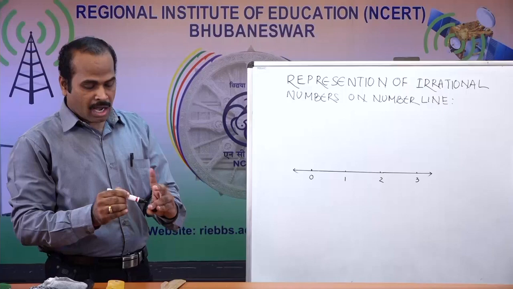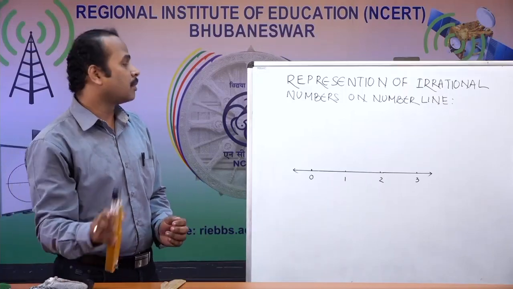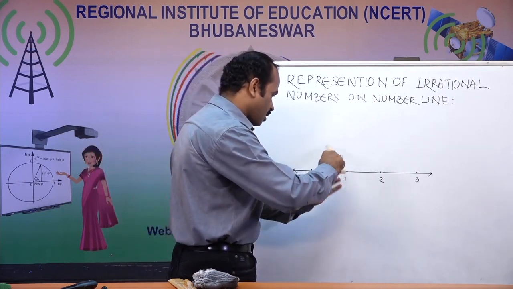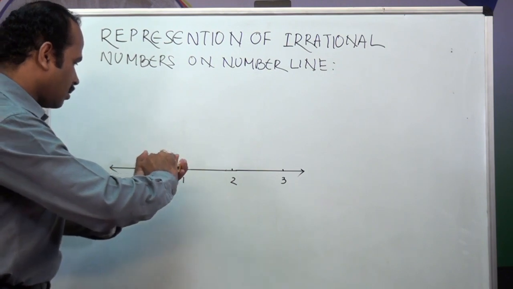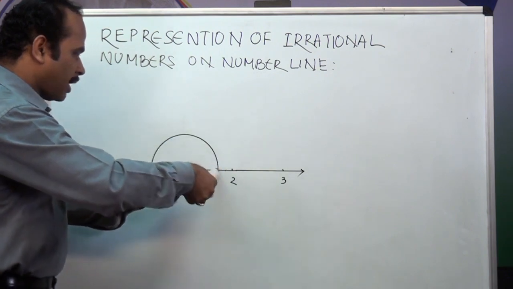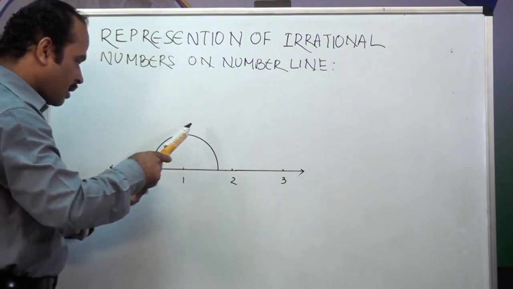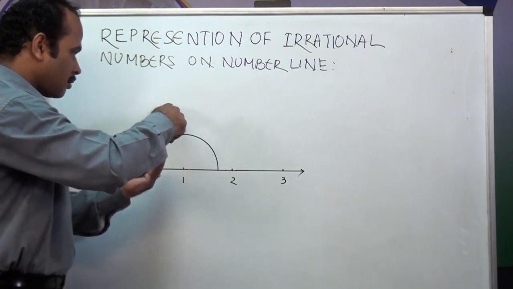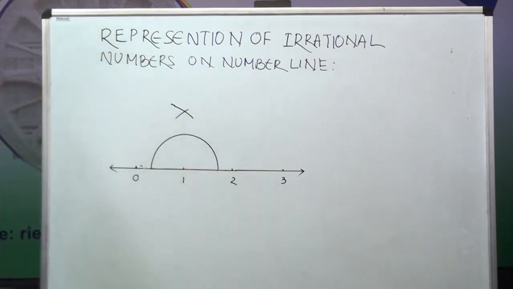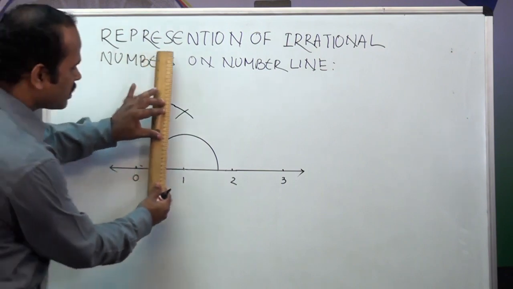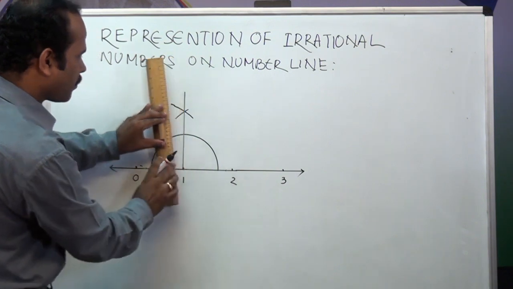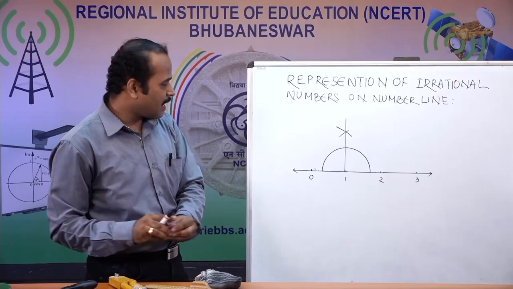Now on this number line, I want to present this root 2. Let me select the point 1, and then I will start from this point 1. I will draw a semicircle. Okay, with a semicircle, I will find the perpendicular on it. So this is a semicircle. Let me bisect this semicircle, and let me join this point to find this right angle. Okay, now I constructed a right angle here.